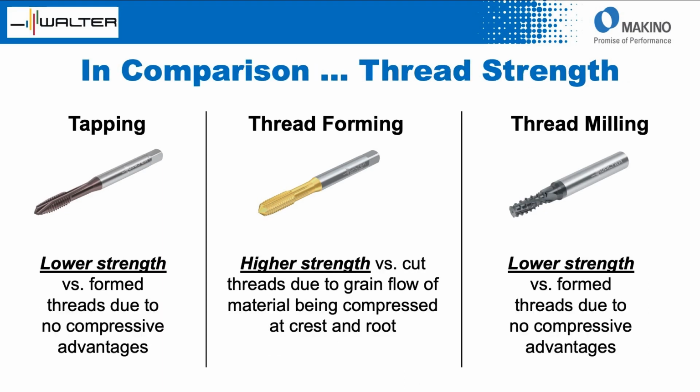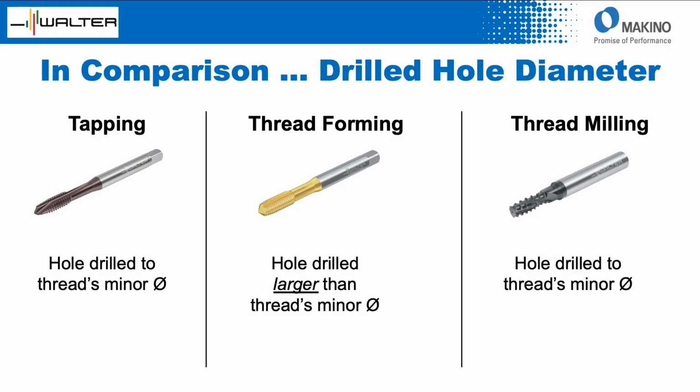Okay. Thread strength? Thread strength. Those formed, compressed threads are very hard and they're a lot stronger. So if you need a high quality thread, thread forming is going to be the one that gets you the strongest thread that you can get. Okay. And again, drilled hole diameter, what do we start with? Everybody's seen those tap drill charts, so you use this drill for this tap. Those apply for the taps, they apply for the thread mills together. But when you get to the thread former, we do need a different size drill. So just make sure you select the correct drill for that thread former that you use.